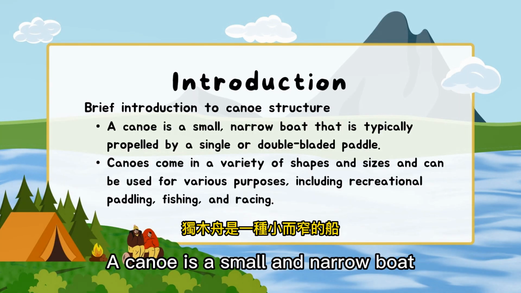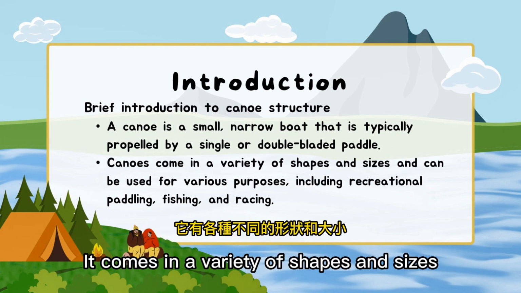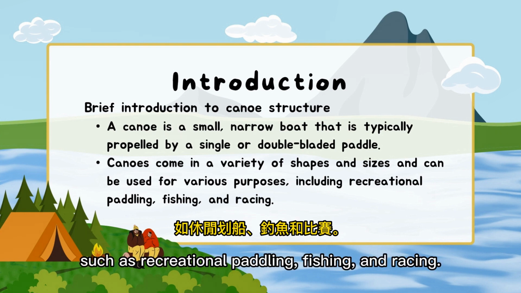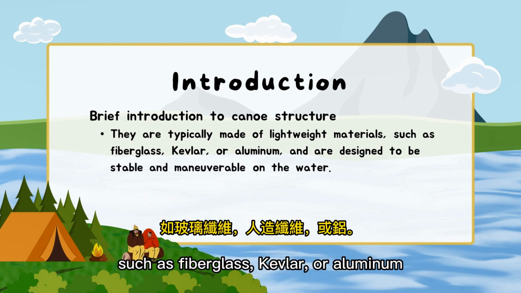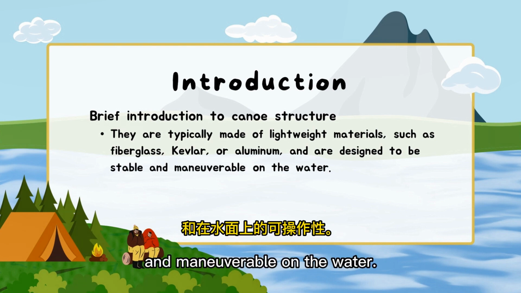A canoe is a small and narrow boat that is typically propelled by a single or double-bladed paddle. It comes in a variety of shapes and sizes and can be used for various purposes, such as recreational paddling, fishing, and racing. Canoes are typically made of lightweight materials, such as fiberglass, Kevlar, or aluminum, which are designed to be stable and maneuverable on the water.